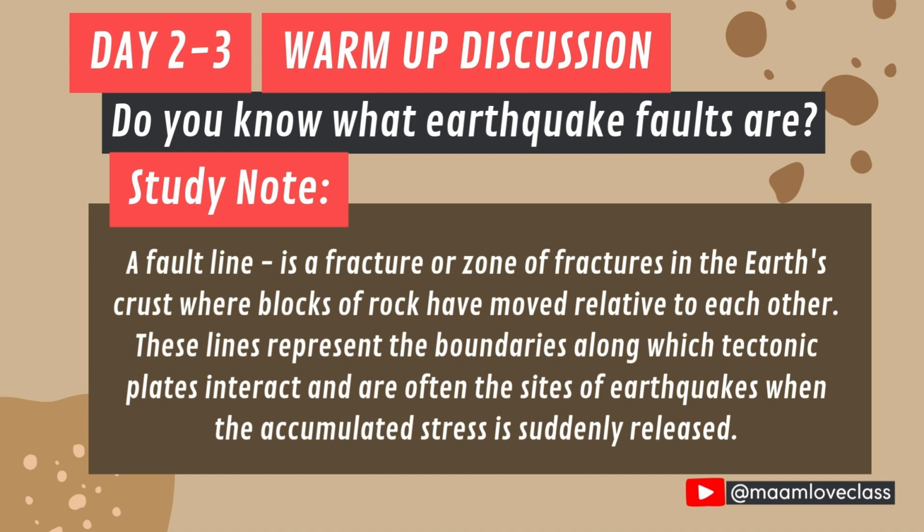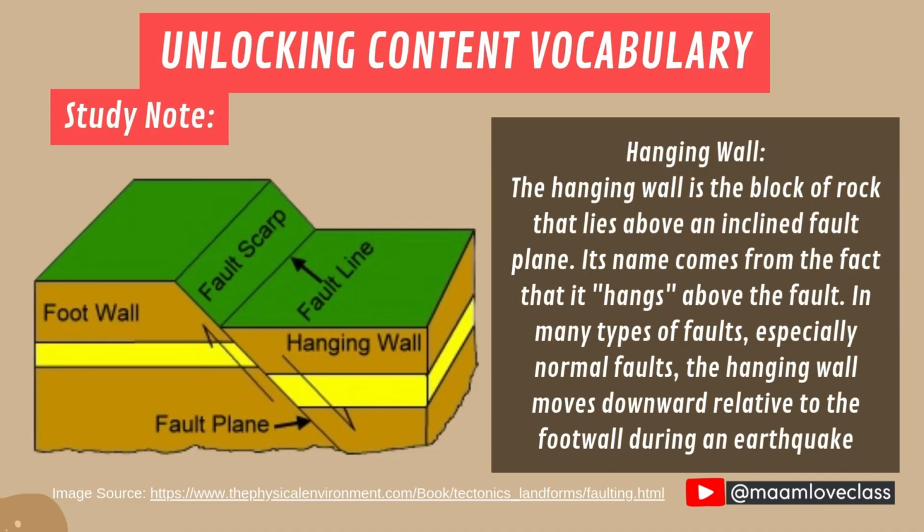Now let us unlock some content vocabulary. Hanging wall. The hanging wall is the block of rock that lies above an inclined fault plane. Its name comes from the fact that it hangs above the fault. In many types of faults, especially normal faults, the hanging wall moves downward relative to the footwall during an earthquake.